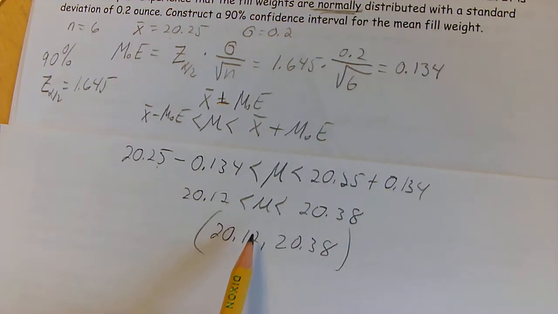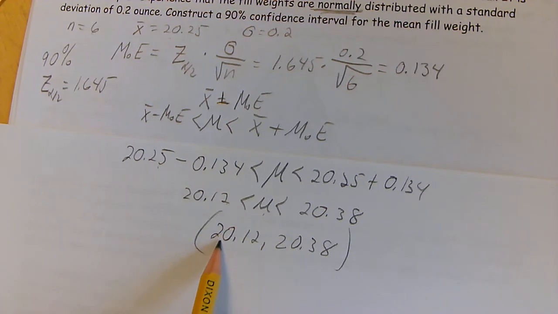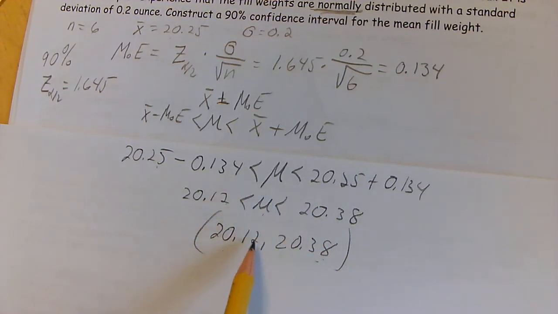So we are 90% confident that the true population mean of the weight of cereals in each box is between 20.12 and 20.38. This is my interval, or my window, that we believe the true population mean falls in between.